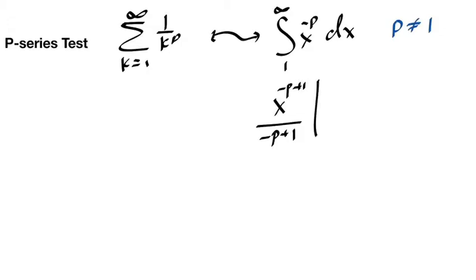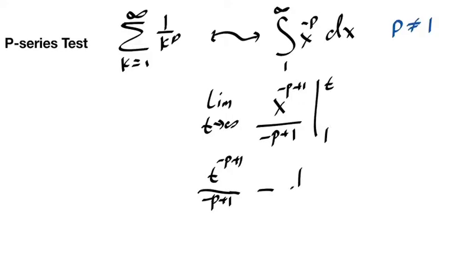So we'd be getting this evaluated from, well, I'd like to write an infinity up here, but that's kind of bad form, so I'm going to write the limit as t approaches infinity of that thing. All right, so let's put the t in there, and then we get t to the negative p plus 1 over negative p plus 1 minus 1 over negative p plus 1. And so this ends up being our limit as t goes to infinity. And what do we know about things? Well, we know that it really all comes down to this term right here.